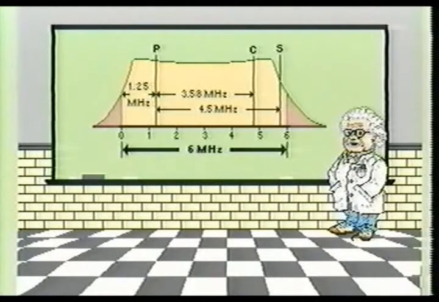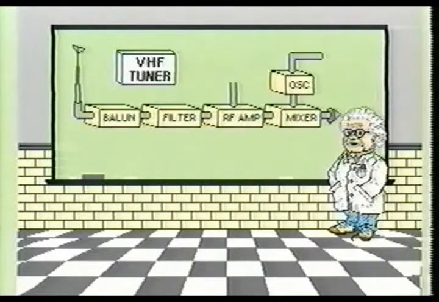Each 6 MHz channel bandwidth contains the picture carrier, the color subcarrier, and the sound carrier. The standard VHF tuner consists of 5 sections. These are the Bowline transformer, an antenna filter circuit, an RF amplifier section, an oscillator section, and a mixer section.